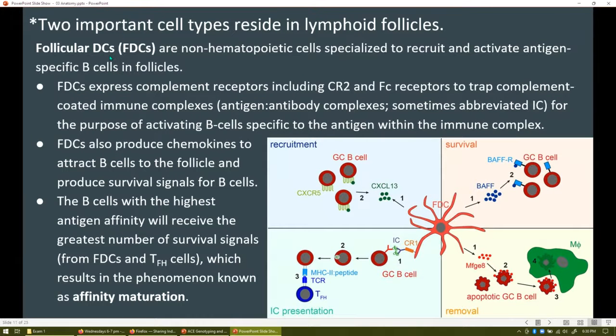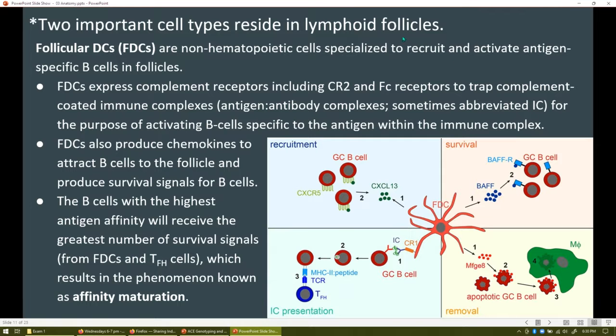But follicular dendritic cells are also present in lymph nodes, specifically lymphoid follicles. They are actually non-hematopoietic. They are derived from epithelial cells. But weirdly enough, they are specialized to recruit and activate antigen-specific B cells in follicles. They do also activate T cells, but probably not as much as you'd think.